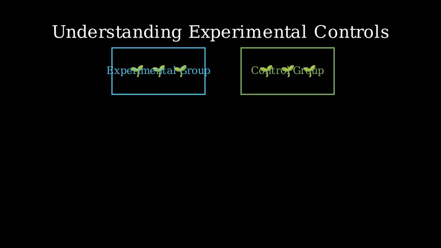The control group is crucial because it serves as our baseline for comparison. These plants are not subjected to any experimental changes. They're grown under normal conditions without the fertilizer. The experimental group receives the fertilizer, while the control group doesn't. After some time, we can observe any differences in growth between the two groups.